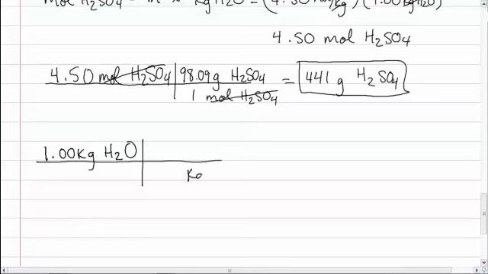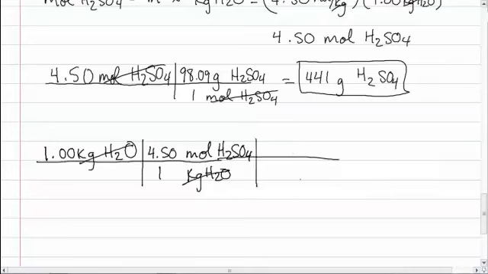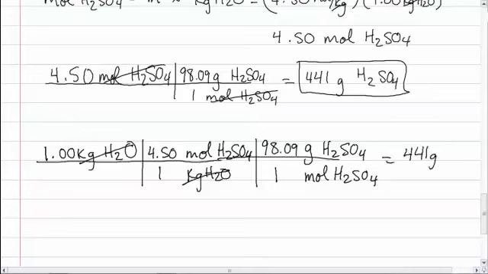So I'll come down here with my 1.00 kilogram H2O. I put kilograms on the bottom to cancel, mole on top, the H2SO4, because I'm going to put molality here, which is 4.50 moles per 1 kilogram of water. Kilograms cancel. And then I use the molar mass. Mole to grams H2SO4. 1 mole is 98.09 grams, and I get 441 grams H2SO4 is my answer. Either way of solving this problem will work.